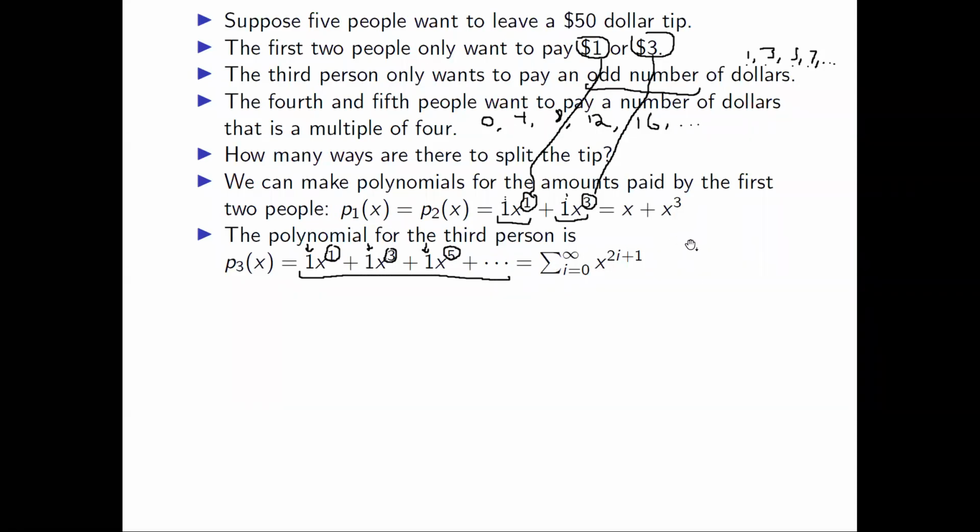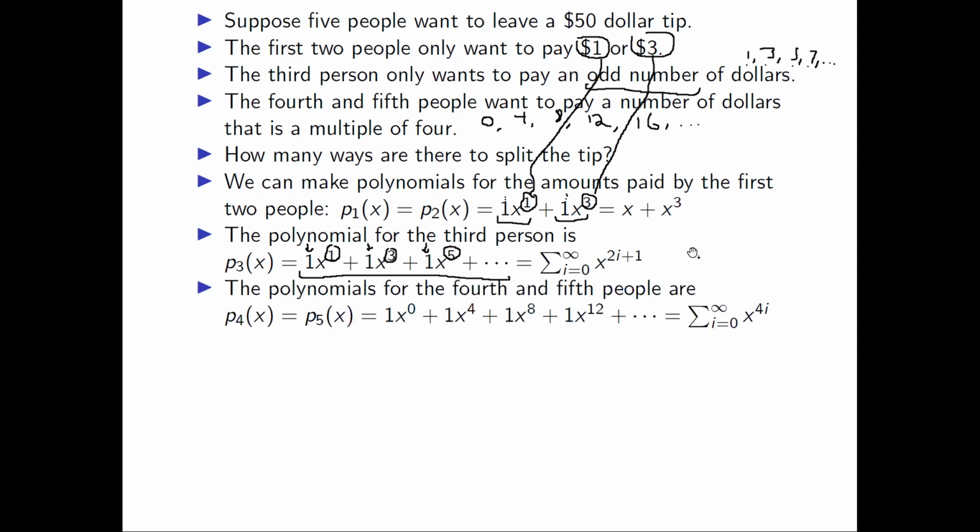We have one more polynomial to calculate. It's the same polynomial for both the fourth and fifth people. And their polynomials, P4 and P5, they're going to have coefficients of 1 in front of all the powers of x which are multiples of 4. So x to the 0, x to the 4th, x to the 8th, x to the 12th. All of these get coefficients of 1 in front of the power of x because person 4 and person 5 are willing to pay $0. They're willing to pay $4. They're willing to pay 8, 12, 16, and so on. They're willing to pay any number of dollars that's a multiple of 4.